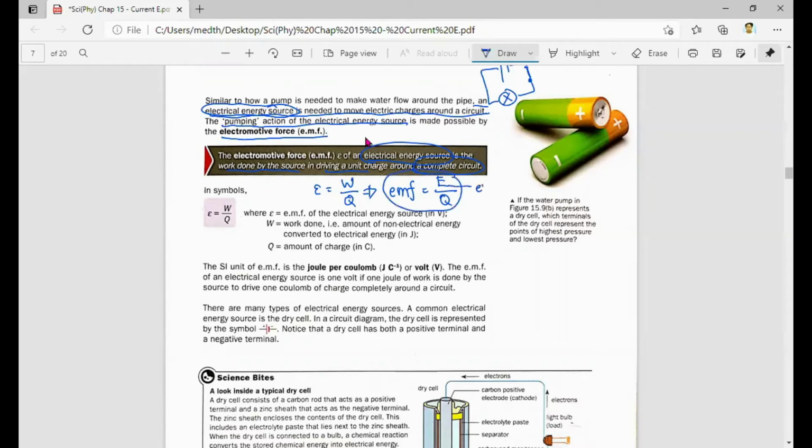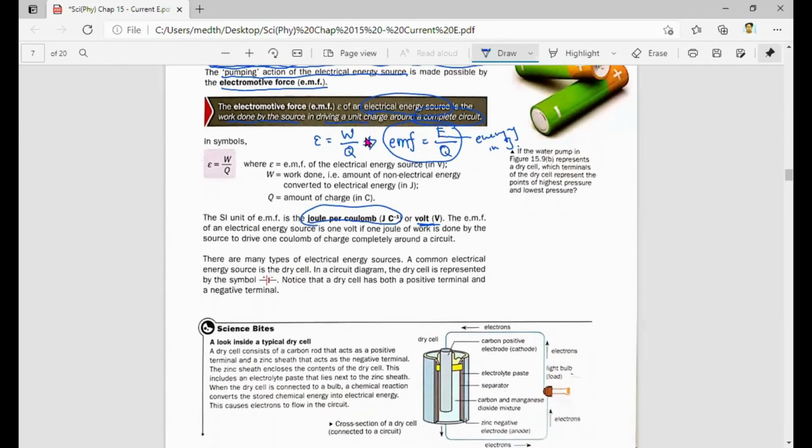So this E represents energy in joules. Right, joules. So the SI unit for EMF is actually joule per coulomb. Okay, but this one sounds damn cheap, right? In actual fact, we simplify it to volts. So joules per coulomb, J per coulomb, is actually volts.